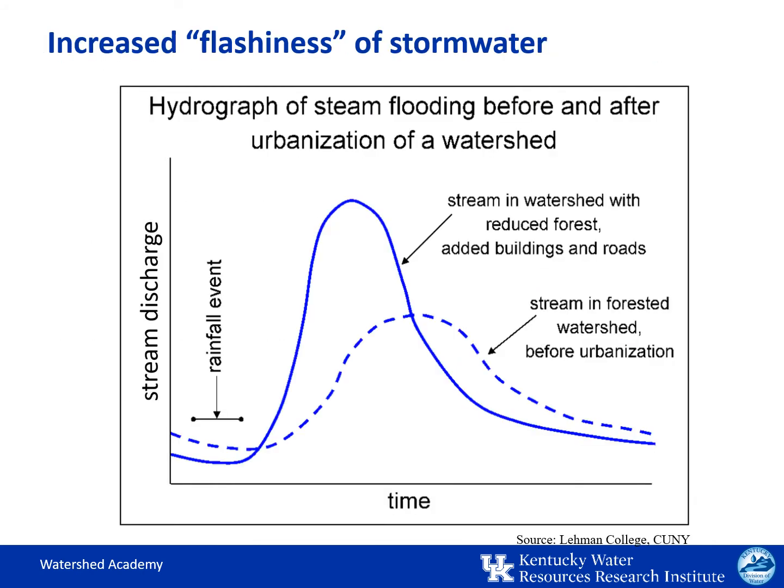Another aspect of increasing urbanization is something called stream flashiness. As you can see in this diagram, increased urbanization and impervious surfaces lead to a faster, greater stream discharge response. In contrast, the forested watershed shows a more gradual, moderate rise in stream discharge after a rainfall event. Unless countermeasures such as stormwater BMPs are designed and installed, an urbanized area will likely flood more frequently and severely than before development occurred.